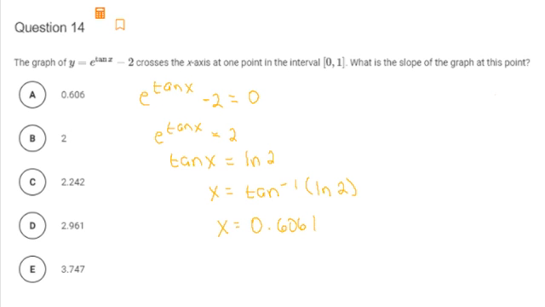Now, we need to look at the derivative, because it's asking for the slope of the graph at that point. So the derivative: we take e to the tangent x, and then multiply it by the derivative of tangent x, which is secant squared x. So we have secant squared x times e raised to the tangent x. And what we're looking for is y prime at 0.6061.